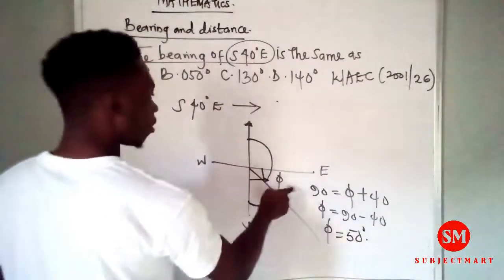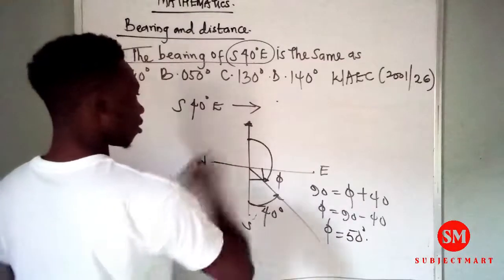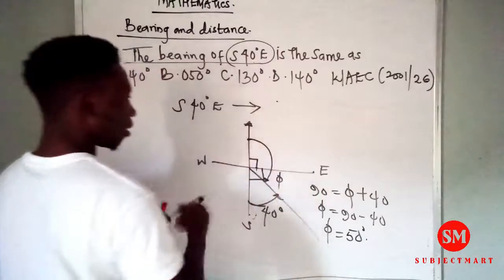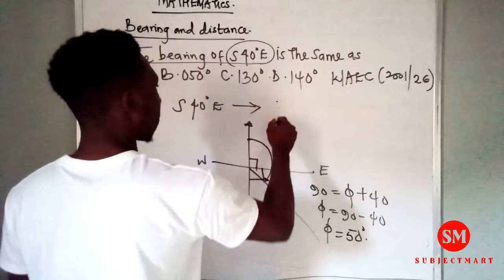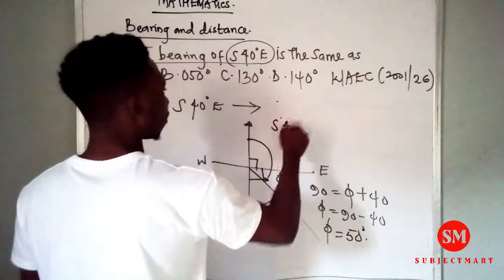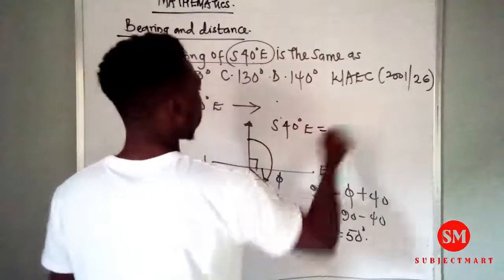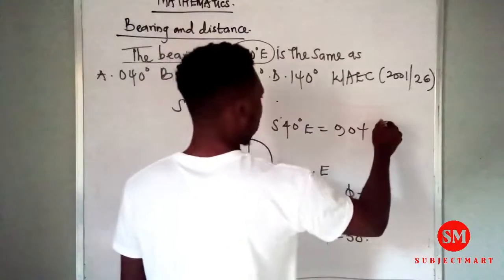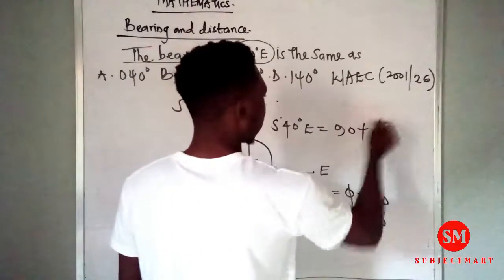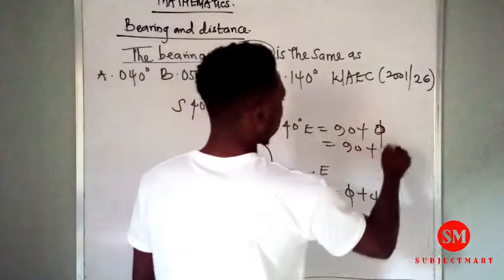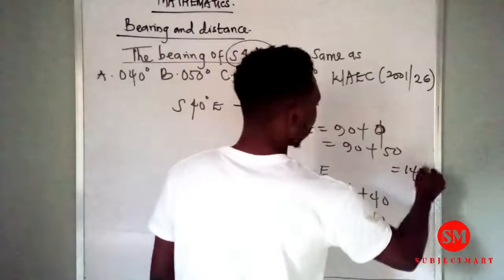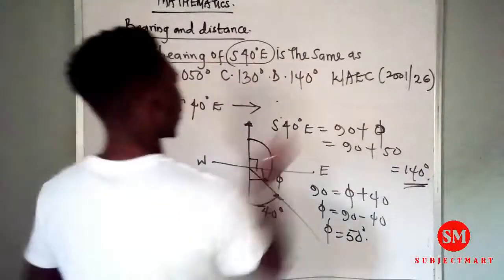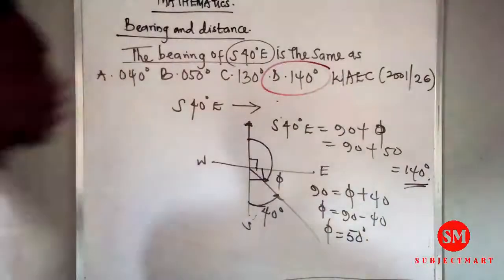Since we now come here to 50 degrees, and since here is 90, so 90 plus 5. South 40 degrees east is the same thing as 90 plus 5. That is equal to 90 plus 50. That is equal to 140 degrees. With that, we now have our final answer here to be D.